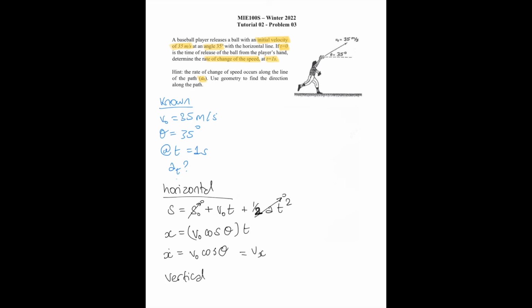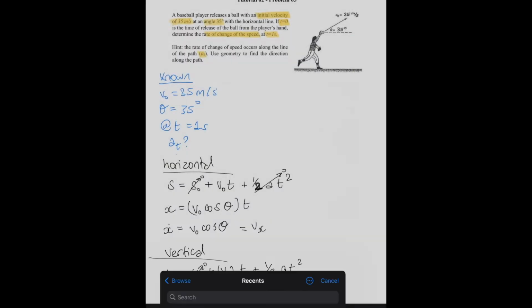Vertically, we're going to analyze it in the same way. We have y is equal to y0 plus v0y t plus half g t squared. We know that y0 is equal to 0. So once we differentiate that, we get y dot is equal to v0 sine theta minus gt, which is equal to vy.